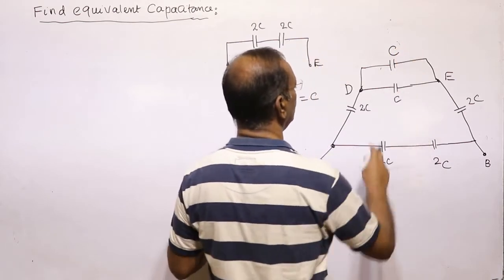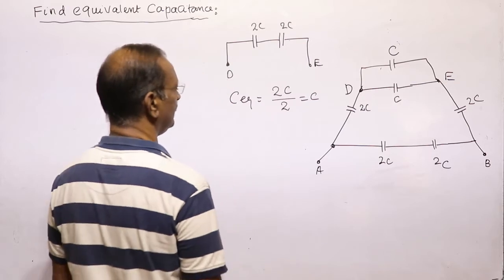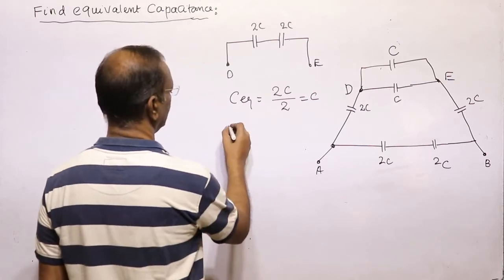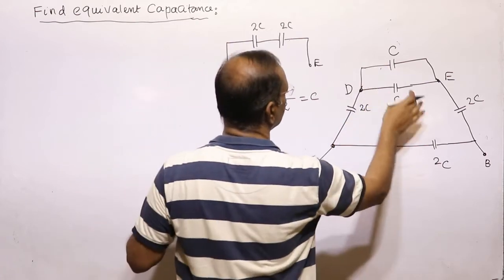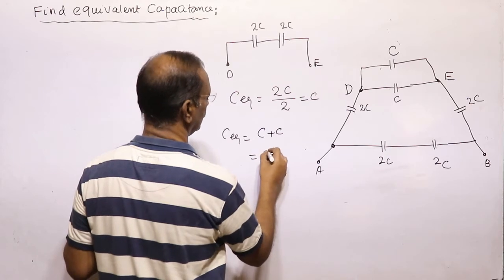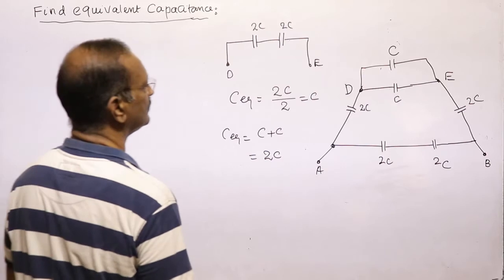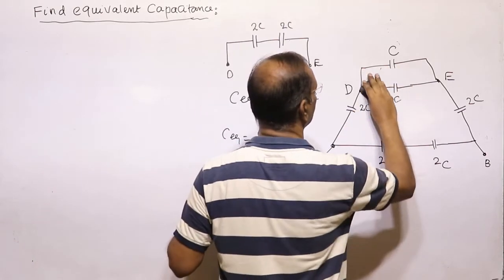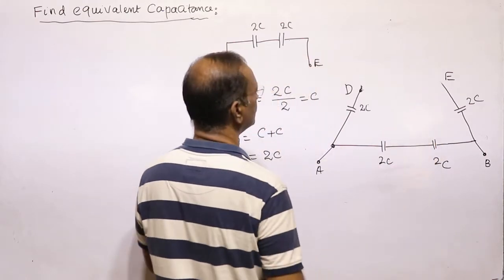Because this becomes C. Now between D and E, two capacitors are in parallel. If it is in parallel, then C equivalent is equal to C plus C, because parallel means we have to add the capacitors. C plus C is equal to 2C. So 2C we have seen. So this can be replaced as 2C.